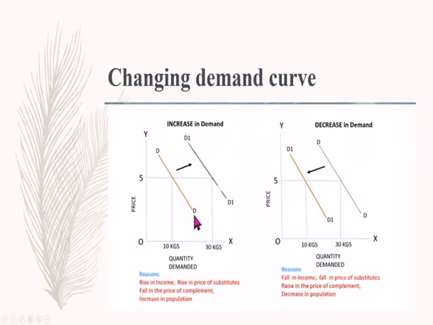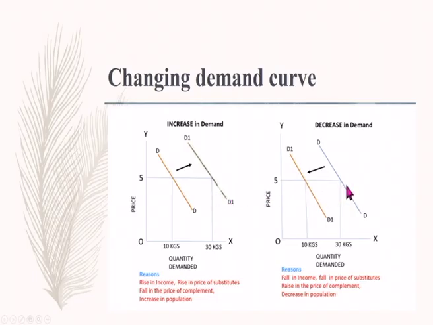If you see in the graph, D2, D1, the quantity demanded has increased. Earlier you demanded only 10 kgs, and that has now become 30 kgs. That is where the increase in demand has shifted the demand curve to the new position on the right side.